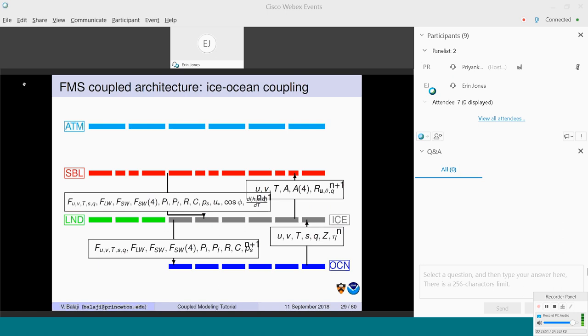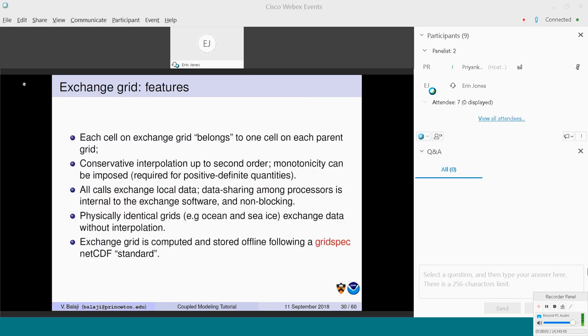Then there are a whole bunch of quantities, radiative quantities, mass and momentum quantities. These are all transfers from one grid to another. The features are that each cell on the exchange grid belongs to exactly one cell in each direction, communicating towards the atmosphere and towards the surface. We do interpolation conservatively, and there are different orders. Conservative first order will lead to some little edges and gradients, so you can do second order, which is smooth, but the problem with second order is that it can lead to what are called overshoots. If you have a quantity that has to be positive and you interpolate a parabola between two quantities, then you sometimes get a negative overshoot. So you have to figure out ways to avoid this.